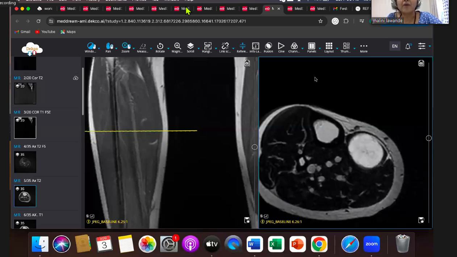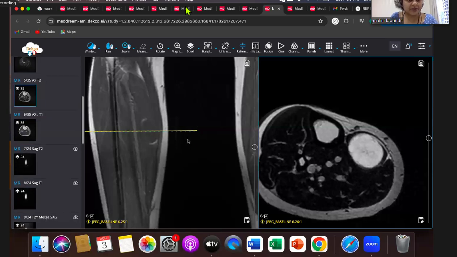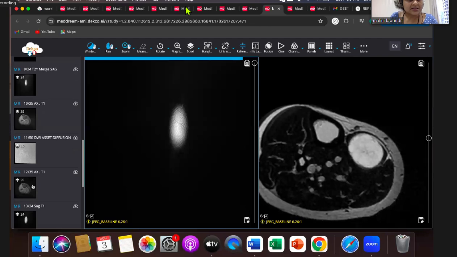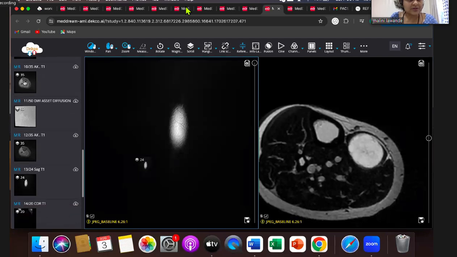Okay, so now I think the majority of the people are talking of lymphoma or peripheral nerve sheath tumor. So what would we like to do next to try to differentiate between these two? Yes, so contrast, and that's what we have done. Contrast is here. I'll just show you the contrast images.